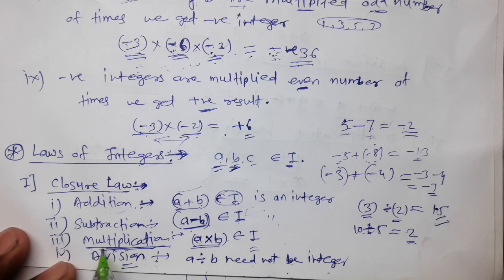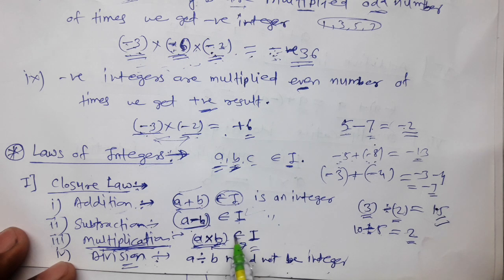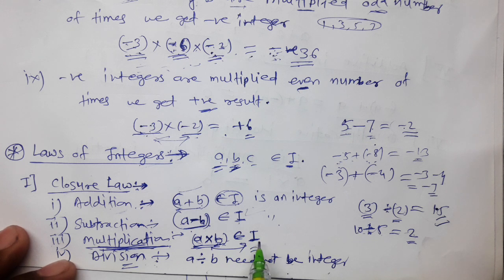Next operation is their multiplication. If we take any two integers and multiply them, we get an integer as the result, whether it is positive or negative. If a and b both are negative, then their multiplication is positive. And if a and b are integers, then their multiplication will also be an integer.